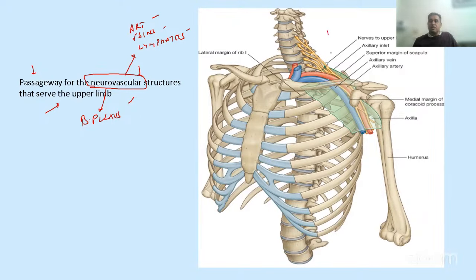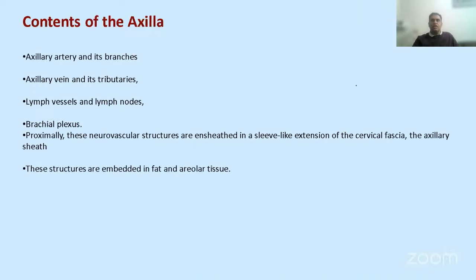If you can see in this image over here, we are seeing this blue colored vein, red colored artery, and the yellow colored nerves. So these are the neurovascular bundle. These are the ones that are actually passing through this shaded area, that is the axilla, from thorax to the arm or arm to the thorax, right? That is the axilla.